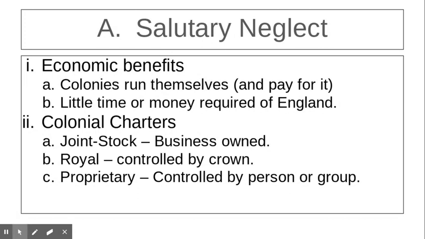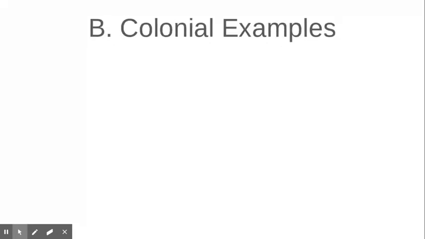And of course, there was still the option of being controlled by the crown, having a royal charter. That was also a possibility. So these types of charters, basically, allowed the organizers to set up whatever governing system they thought was necessary. So let's talk about some colonial examples.